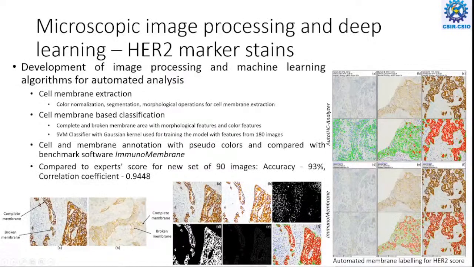And then we have applied machine learning, basically an SVM classifier with Gaussian kernel, to train from these patches to get what kind of score for the whole image. And we have also pseudo colored: wherever we get complete encirclement in this membrane, we label it as red. If there is a broken boundary, we label it with green color. And we also compared this approach with ImmunoMembrane software, and for these 90 images the accuracy is very close to the expert score, which is 93%.